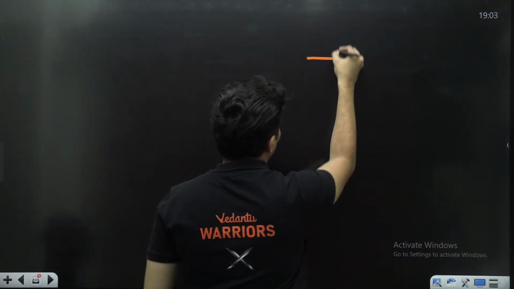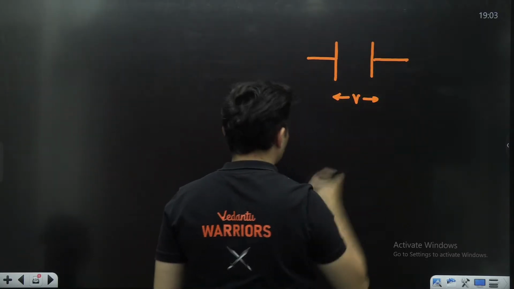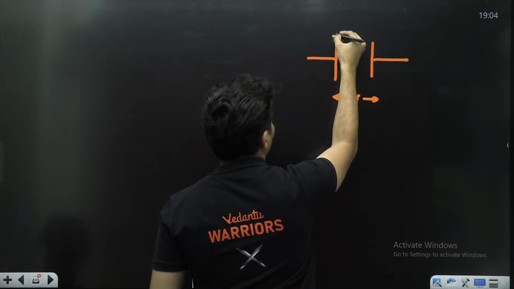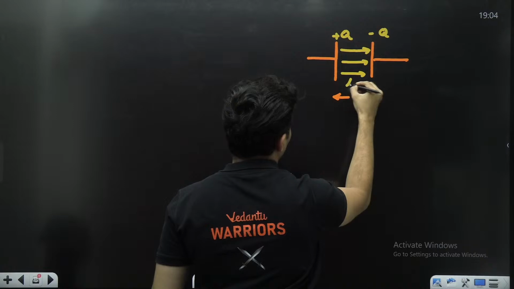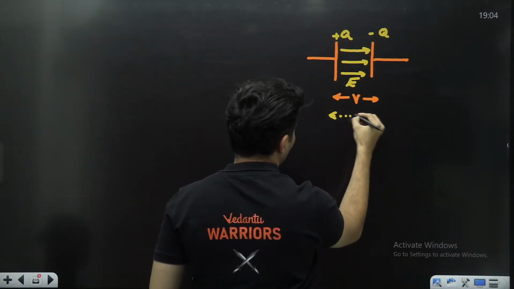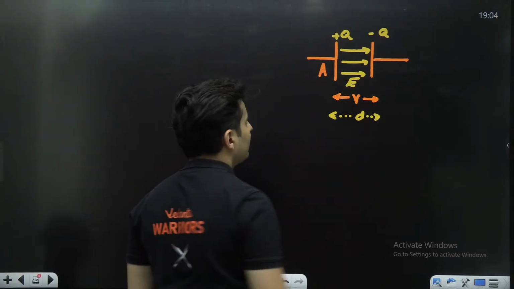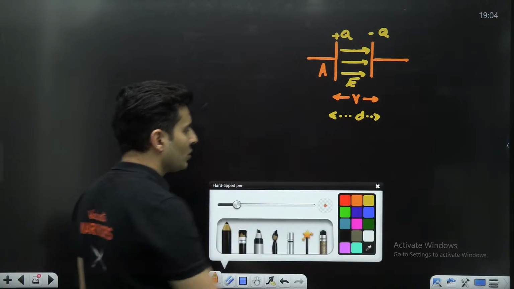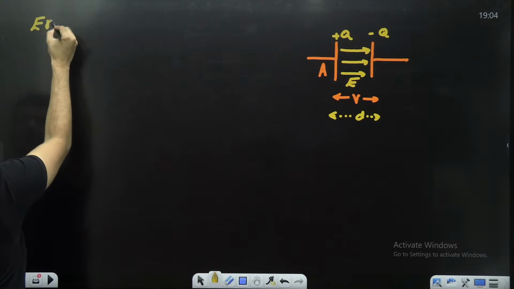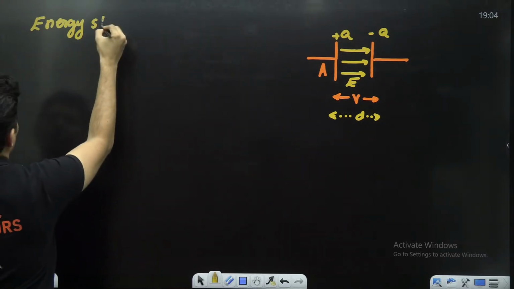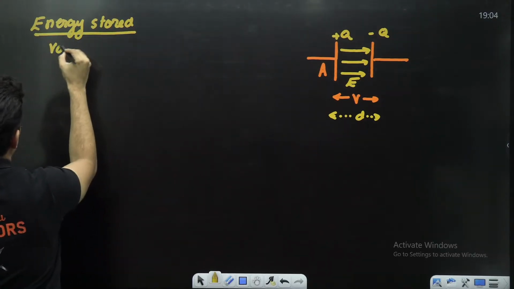See, we took a capacitor, there was some voltage difference and there were some charges over here. There was some electric field between them. There is also some separation between them, D. There is also some area of the plates. We saw that there is energy stored in the capacitor. We find one more term, which is called energy per unit volume. Energy stored per unit volume.